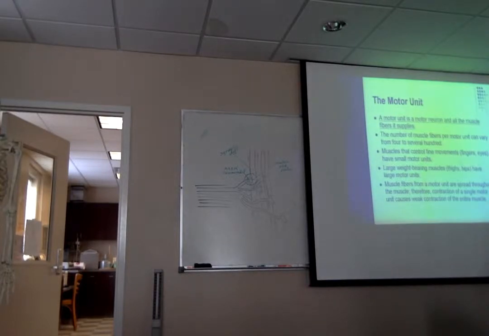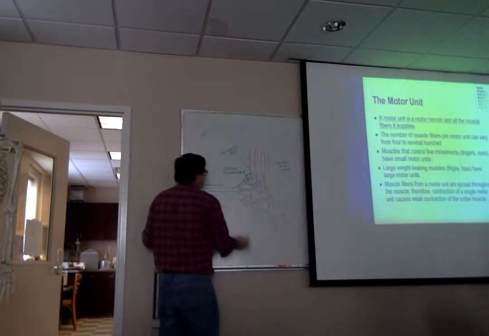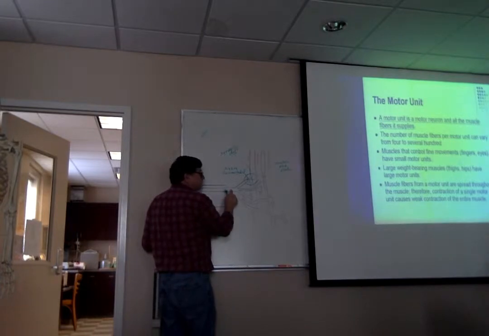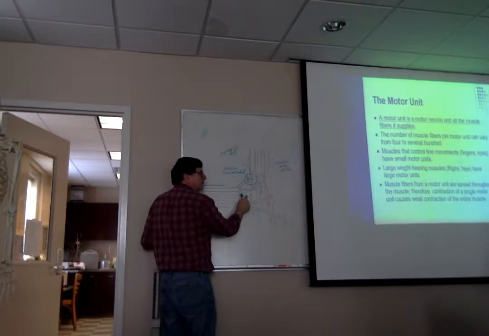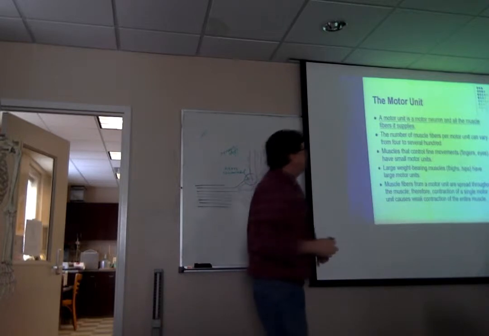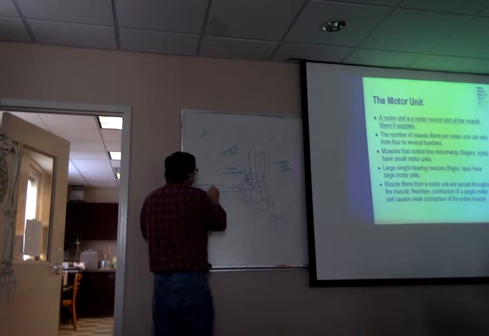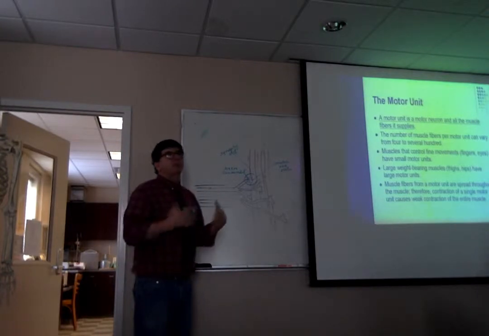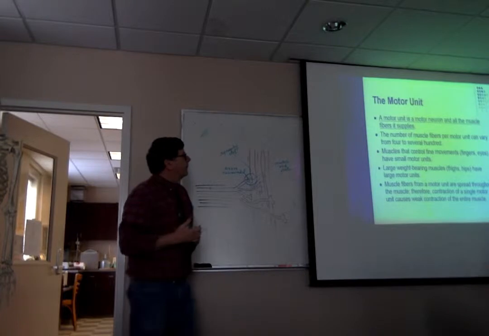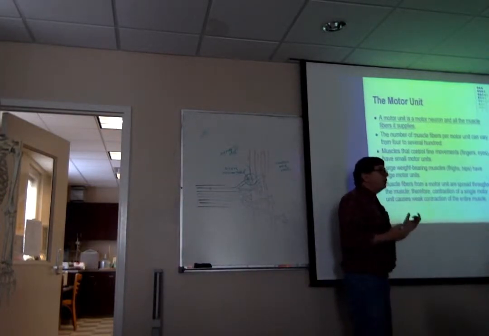Now, a motor unit is a motor neuron and all the muscle fibers it supplies. So for example here's an axon of a single neuron, but because it branches 3 times, it's providing innervation to 3 different muscle fibers. Okay? So that motor unit here is providing innervation to 3 fibers. Now, typically, the number of muscle fibers per motor unit varies from about 4 to several hundred.